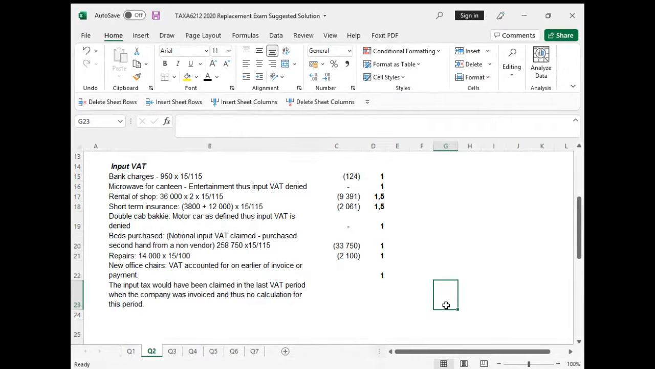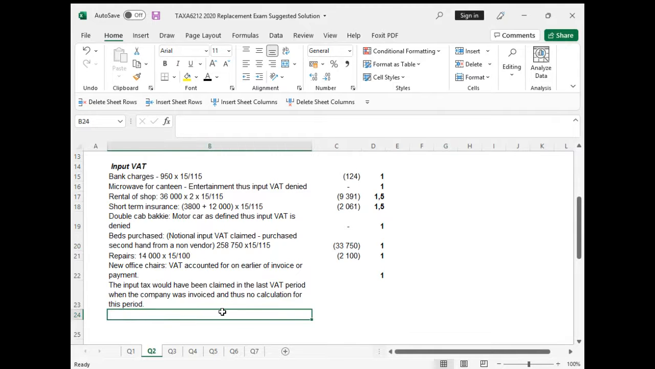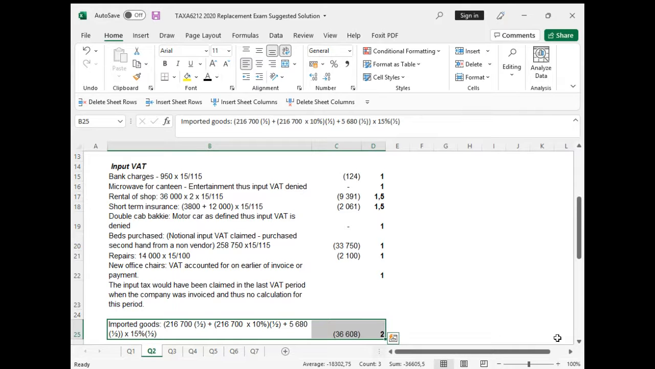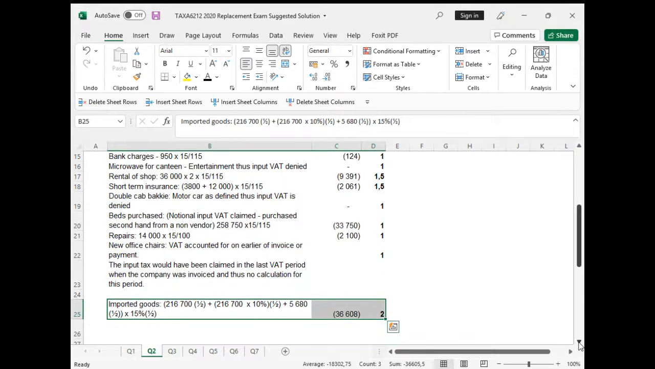Then the new mattress is important. Remember, what country are we importing it from? It was not one of the 4 countries where we do not have to add the additional 10%. So we include the 10%. So we take the import value. So the goods that we've imported, the customs duty value was 216,700. Okay, you would receive a half a mark for that.